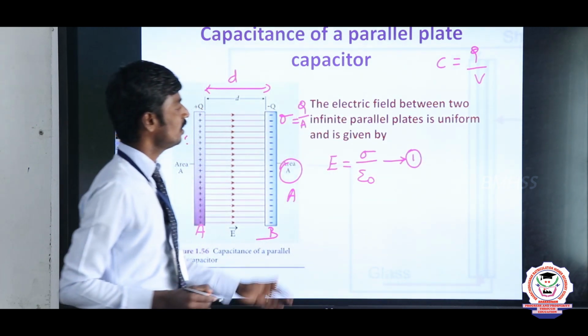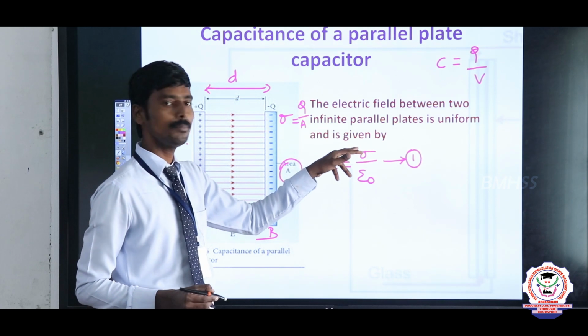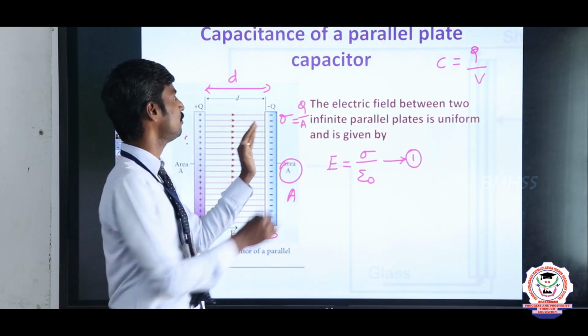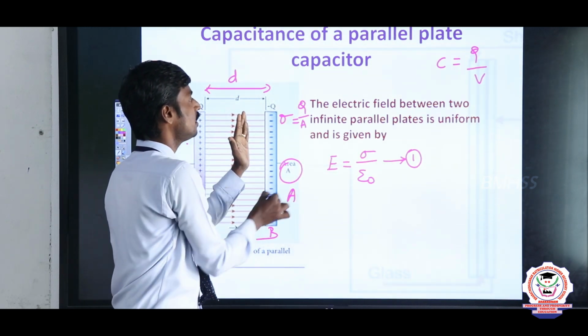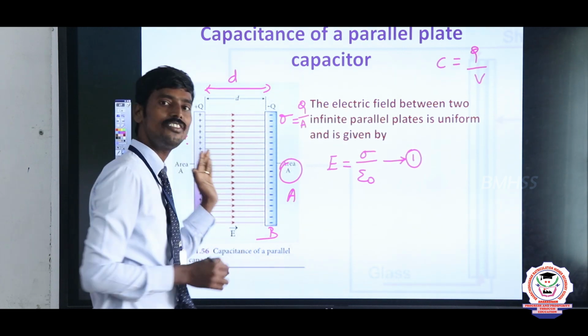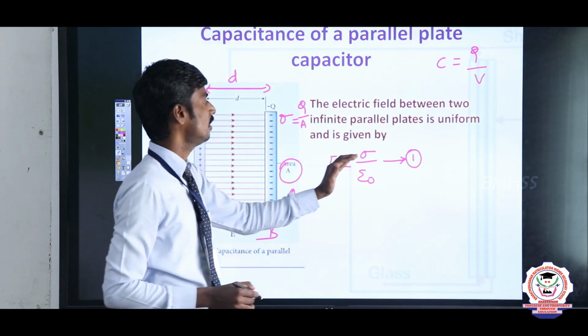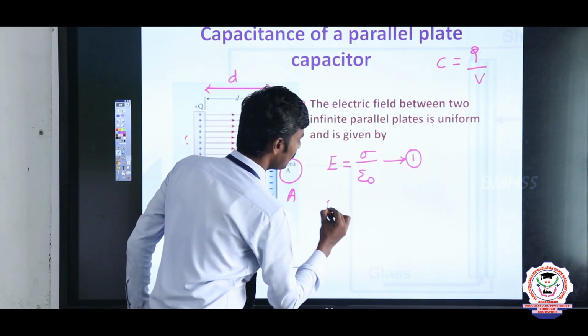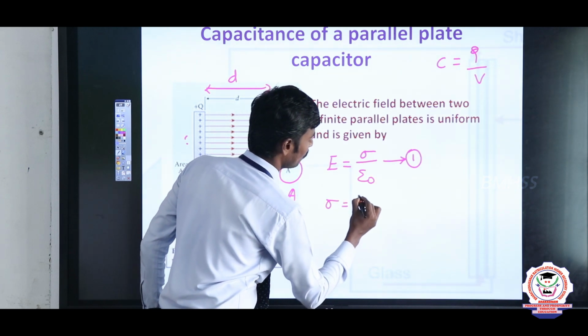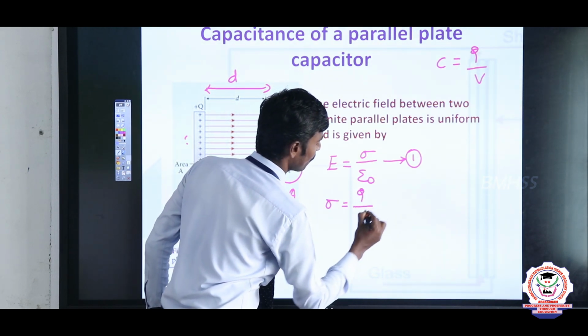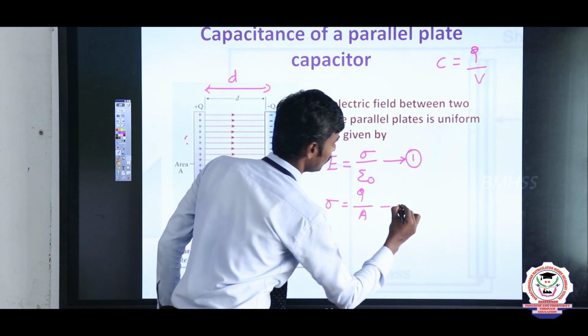The next one is that sigma is nothing but the surface charge density. Here is minus q charge, here is plus q charge. This is the surface charge density. In other words, we write the surface charge density sigma equal to charge per area. This is equation number 2.